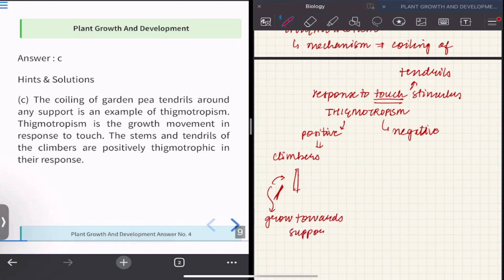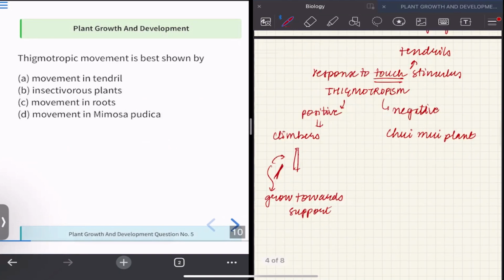But there is a chui plant. You must have heard about it. When we touch the leaves or the flowers of the chui plant, they tend to shrink away. They tend to contract. So this is an example of negative thigmotropism.